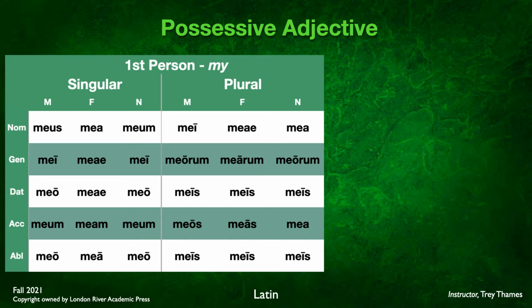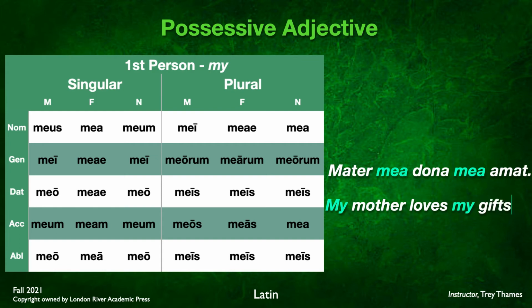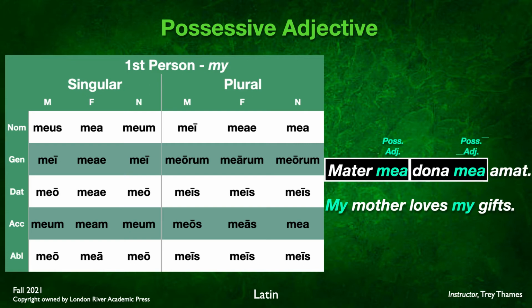All right. How about another example? This time we're going to have two versions here. Mater mea dona mea amat. My mother, here, mea is the feminine nominative singular, describing mater. And then we have mea, which is neuter accusative plural, describing dona. Both of these are possessive adjectives. My mother loves my gifts.